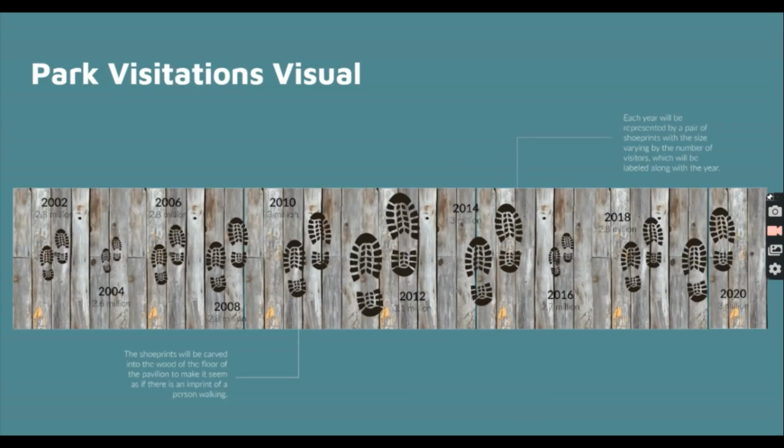And next, here's the detailed design of the footprints which represent our park visitations. Each year will be represented by a pair of shoe prints with a size varying by the number of visitors, which will be labeled along with the year. The shoe prints will be carved into the wood of the floor of the pavilion to make it seem as if there's an imprint of a person walking.